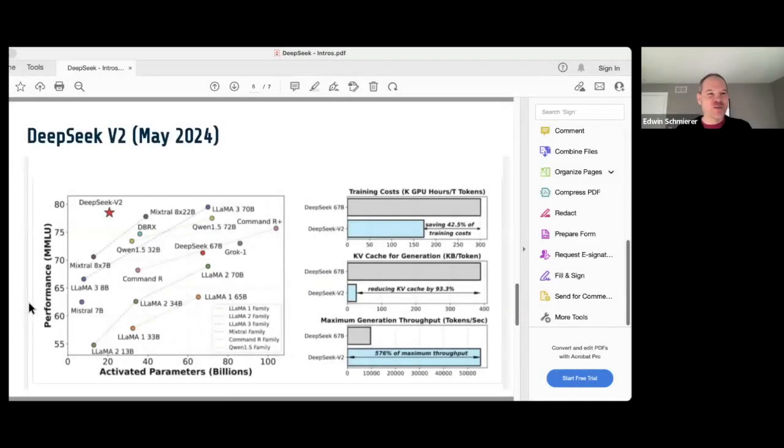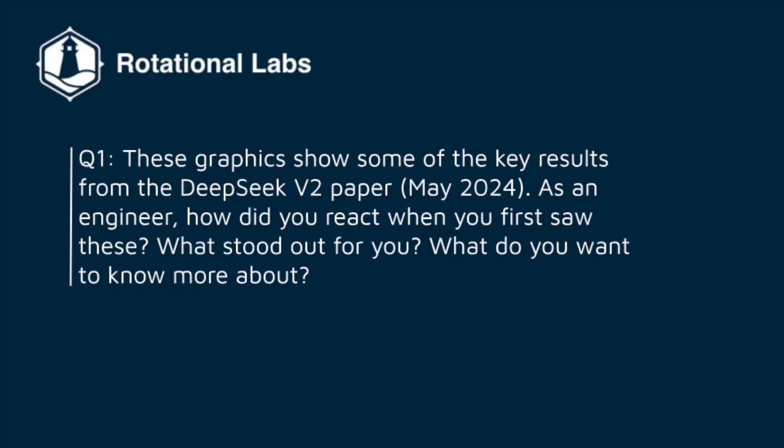So first, I'd like to start off with a question to Rebecca. Rebecca, these are graphics that showed up in the V2 paper back in May of 2024. As a machine learning engineer, when you look at this, what stands out? What is interesting to you? What do you want to know more about?